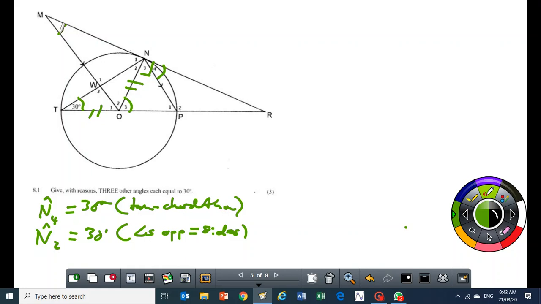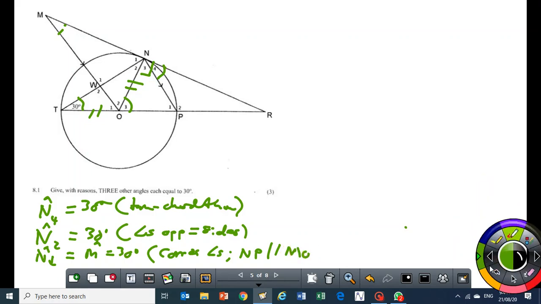All right, so let's write all of them then. We'll say N4 is equal to angle M, and both are equal to 30, and that's because of corresponding angles. And the lines that are parallel: NP is parallel to MO. You can write that.